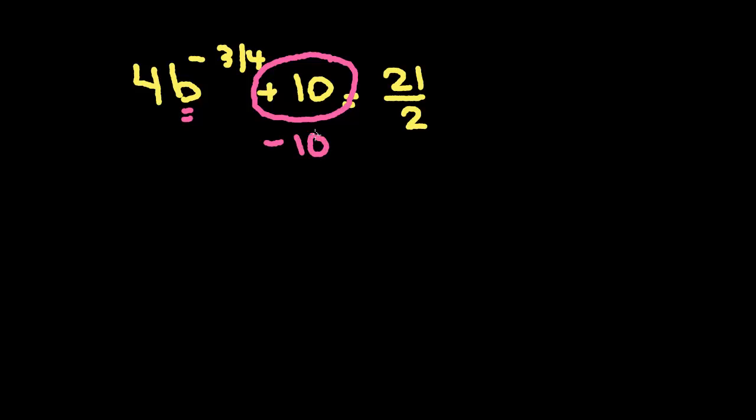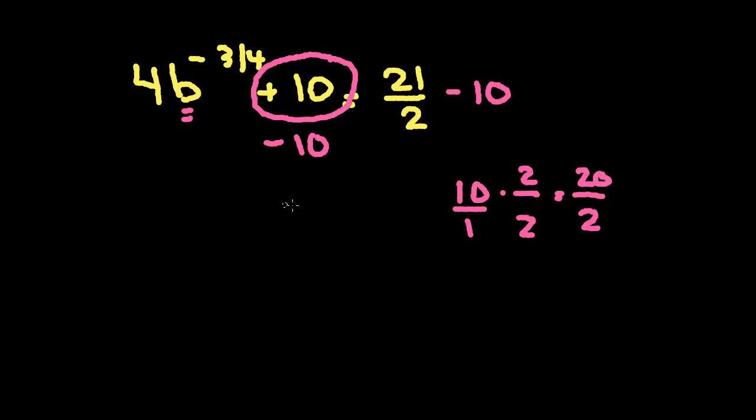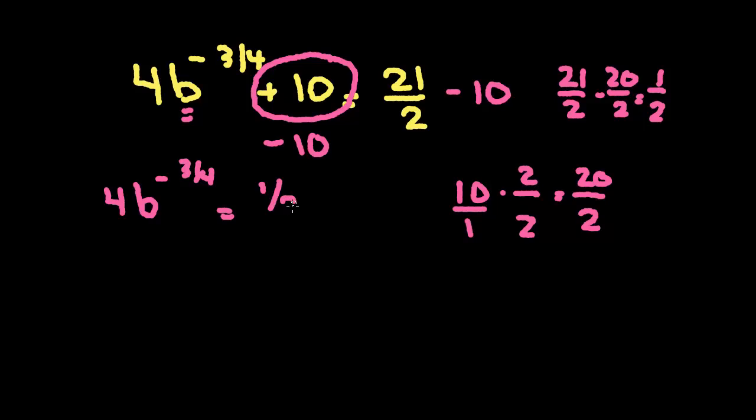So I'm going to subtract 10 from both sides. Well, if I do 21 over 2 minus 10, this is a fraction, so I'm going to have to find a common denominator. So finding a common denominator here is pretty easy. If I have 10 and I want to convert that to something over 2, I have 10 over 1. I would multiply the top and the bottom by 2, so I get 20 over 2. So I can do 21 over 2 minus 20 over 2, and that gives me 1 over 2, or 1/2. So now I have 4b to the minus 3/4 equals 1/2.